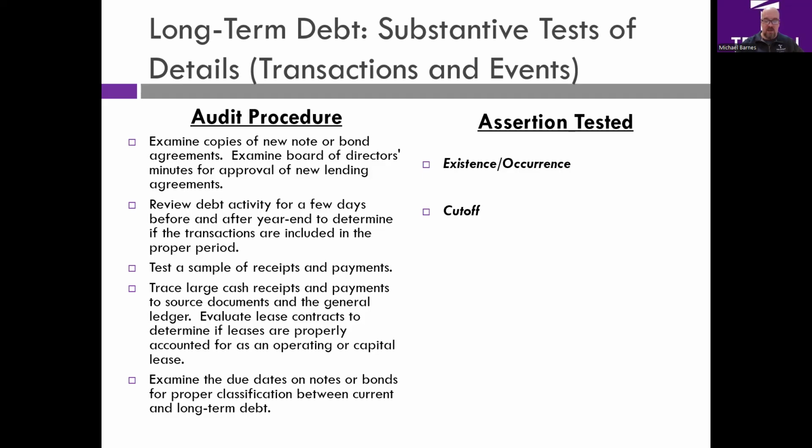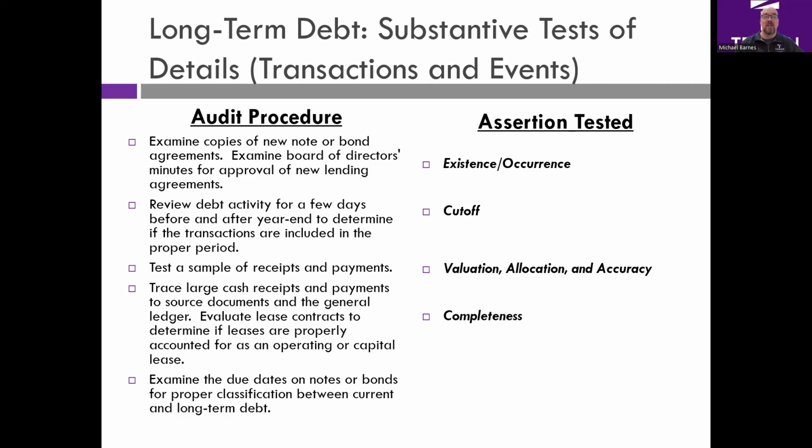Test a sample of receipts and payments. I apologize, that probably should be a lot more detailed, but we are going to be testing for valuation, allocation, accuracy. Trace large cash receipts and payments to source documents and to the general ledger, and evaluate lease contracts to determine if leases are properly accounted for as an operating or capital lease. Interestingly enough, the first part of this is going to be completeness, which is what I've got. The last part probably should be edited out because if we're talking about operating or capital lease, that would be a classification issue. So this is actually two assertions in there. And again, something I should probably correct in my slides and yet still forget to do on a semester to semester basis.